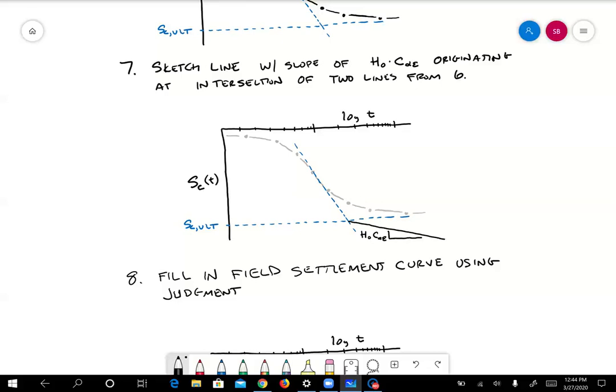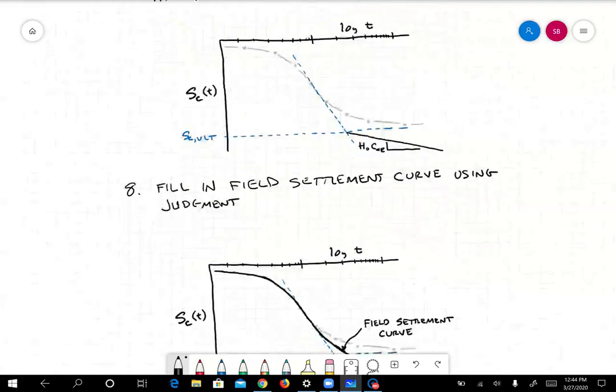So we start at that point, draw the line at that slope, and you can see that our field curve from step 6 goes asymptotic to a horizontal line. This line is now lower than that to incorporate secondary compression.